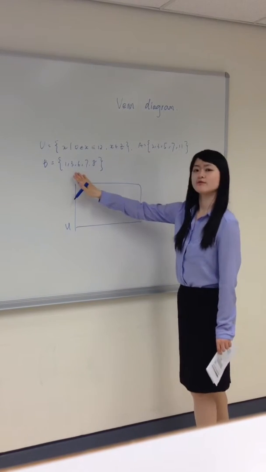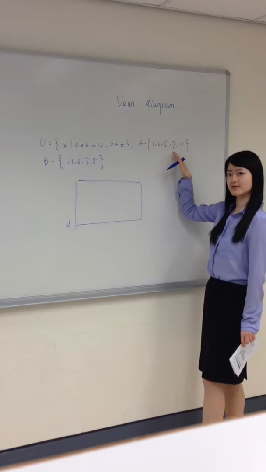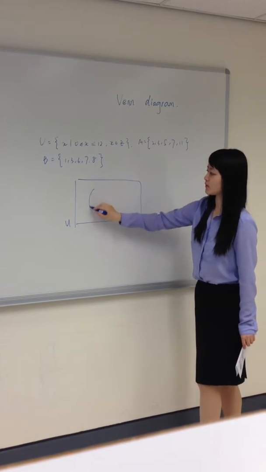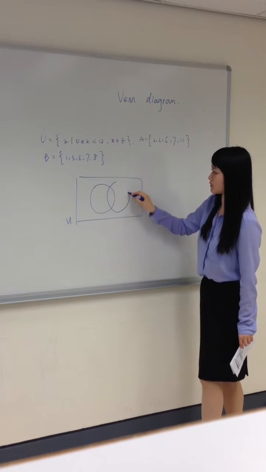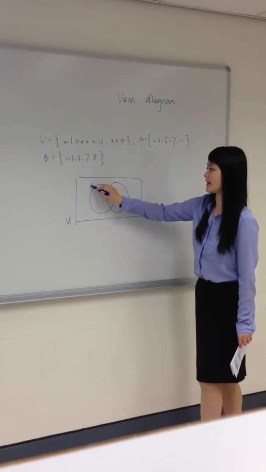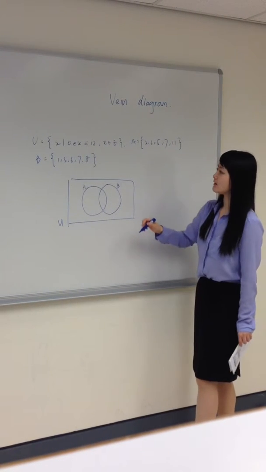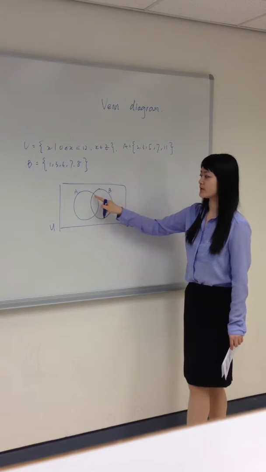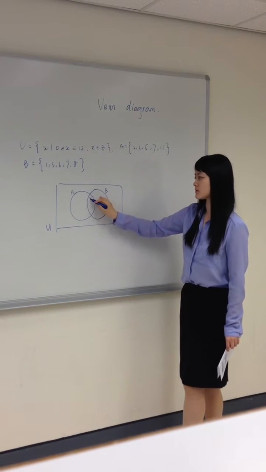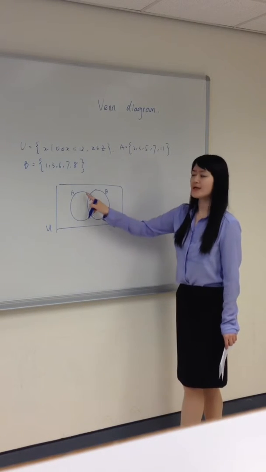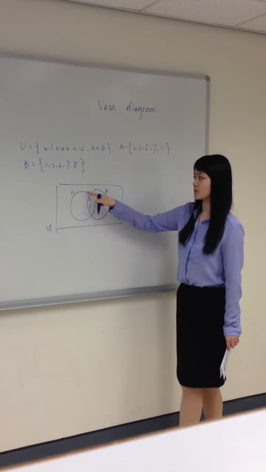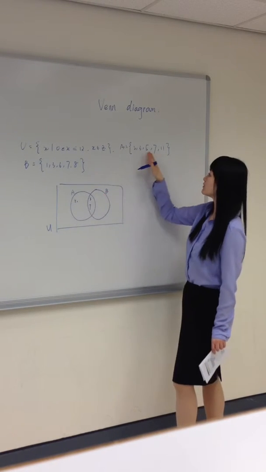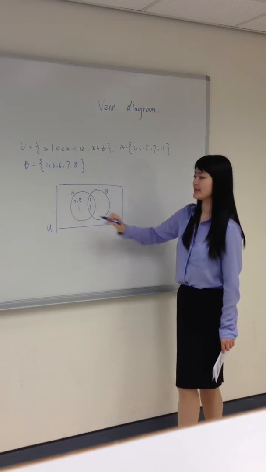Look at A and B. We will find that they both have 3 and 7 in common. So these two circles will overlap. So now we draw two circles that would overlap, name them A and B. And because 3 and 7 are in common for these two sets, so we will fill in this overlap area with 3 and 7. Now we fill in the rest of A with the numbers that are in set A but are not 3 and 7, that are 2, 5, and 11.